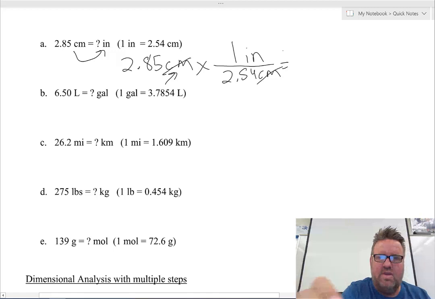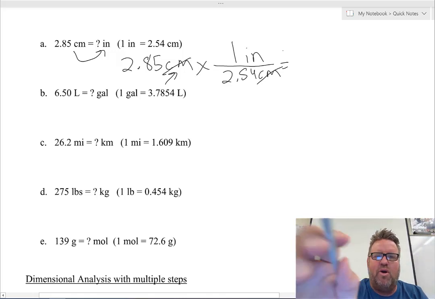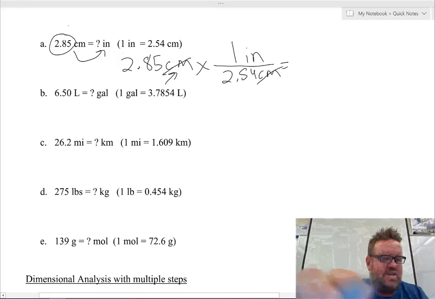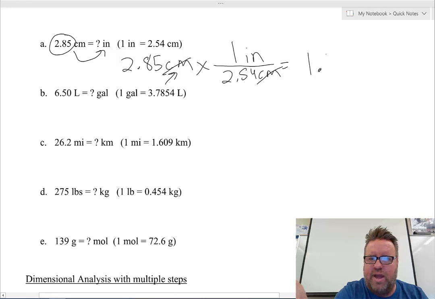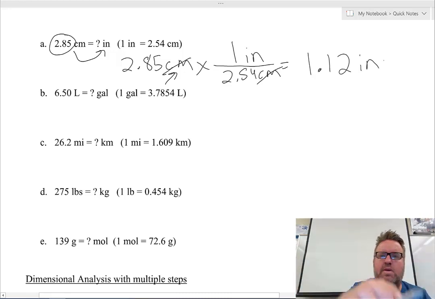And now I simply take 2.85 times 1 divided by 2.54, and this does have 3 significant figures, so my answer is 1.12 inches. Okay, let's go ahead and go to letter B here.